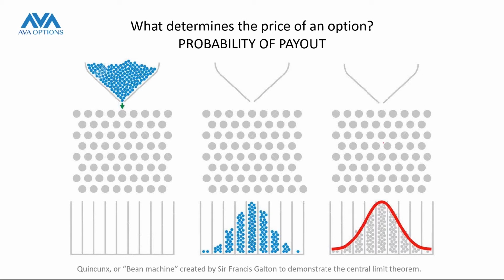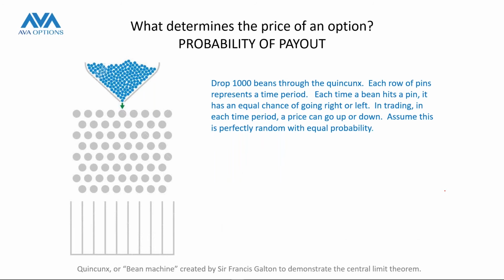Okay. What determines the price of an option is probability. The probability that the option is going to be in the money. So I'm going to do this in just a few minutes, give you the big picture about how we value options. And I hope this is of interest to you.